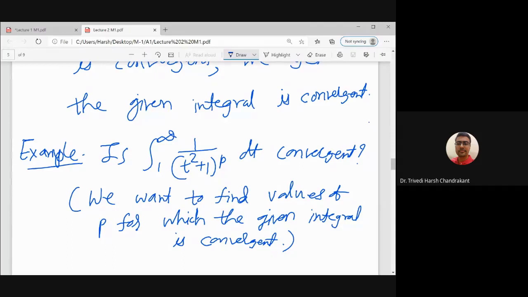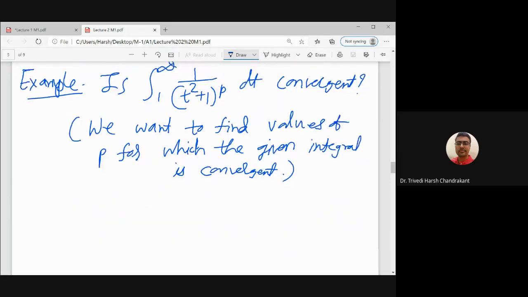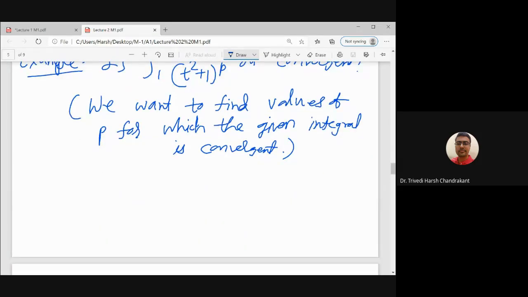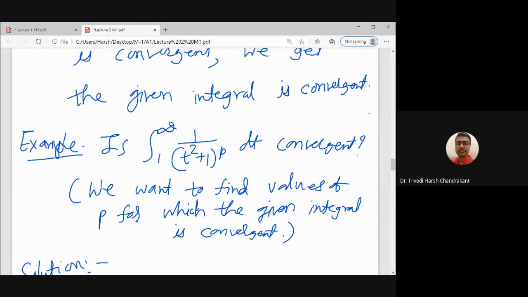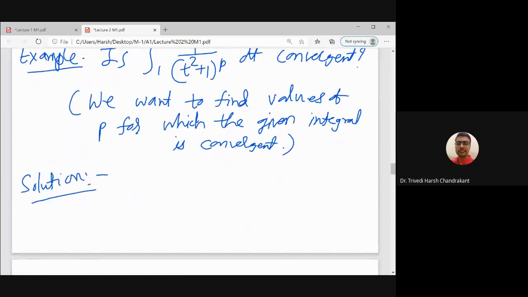So here if we observe this function, the function depends on p, and it looks similar to the function 1 upon t power p. So we know when the integral of 1 upon t power p converges and when it diverges. So what we can do here is convert this function in powers of t, and compare with that function. We'll use the same idea which we used in the last example.